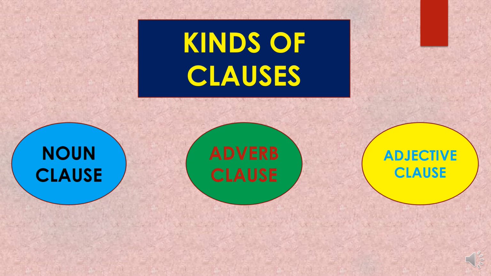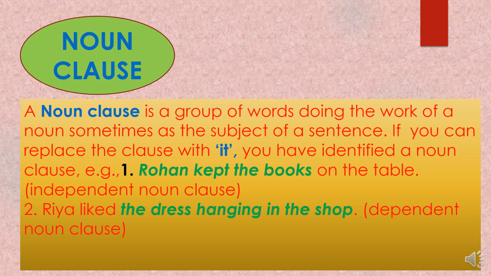Now see the kinds of clauses. There are three kinds of clauses. Earlier we studied two types of clauses, the independent and dependent. Now we are studying the kinds of these clauses. There are three kinds basically: noun clause, adverb clause and adjective clause. We will study all three one by one. First, start with the noun clause.